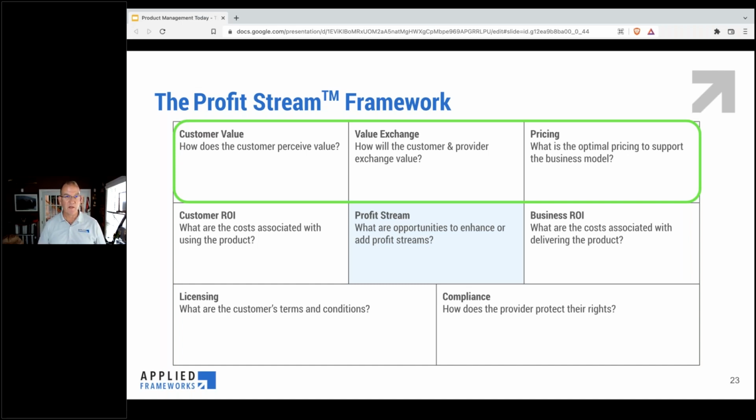So price levels that your customers will accept and deliver the appropriate level of value sufficient for you to have a viable business model. The profit stream in the middle is the most interesting because then you can start thinking strategically over time about how you can add more and more capabilities that may generate other opportunities for more value for customers and additional revenue and profitability for the organization.